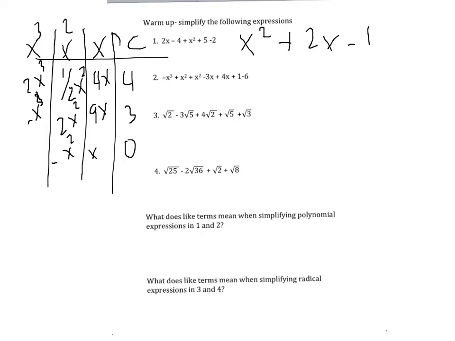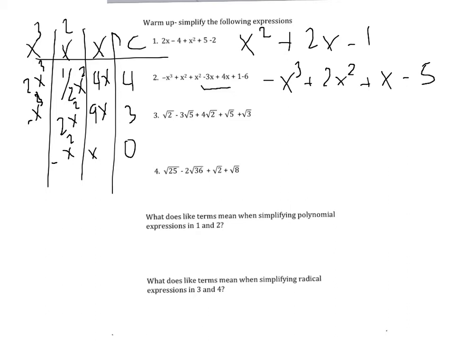Then you have negative x to the third in the next one, and 2x squared, and then you have a positive 1x when you combine negative 3x and 4x, and then 1 minus 6 is negative 5. On the next one, we talk about, well, what does like terms mean for radicals?